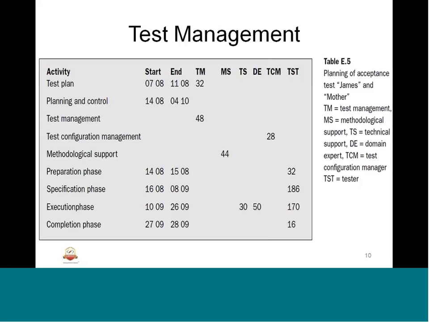So we have test management in terms of various activities: test plan, planning and control, test management itself, test configuration management, methodological support, preparation phase, specification phase, execution phase, and completion phase. So we are going to have test management identifying all these artifacts in terms of planning of these various items, and we are going to identify the start date, end date, and total management effort, that is test management. You can see the abbreviations of each of these.